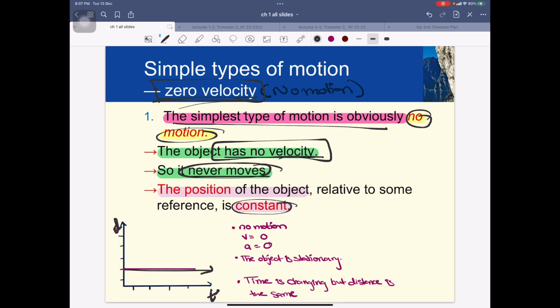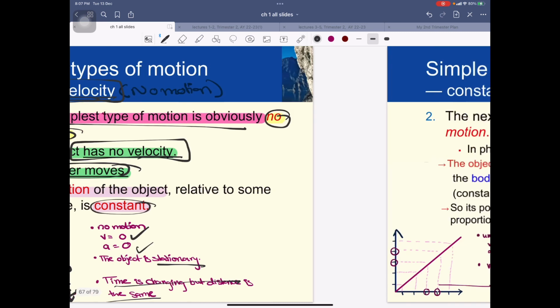ليه straight line؟ عشان ال velocity is not changing, so عشان كده ما عندي acceleration. الأوبجكت قاعدة في نفس مكانها. التايم هو اللي قاعد بيجري، بس الأوبجكت نفس مكانها. So the time is changing but the distance is the same. ليه؟ عشان ال position of the object في نفس مكانها. ال position ما تغيرت, بس التايم اللي هو changing. So this is the first type of motion.